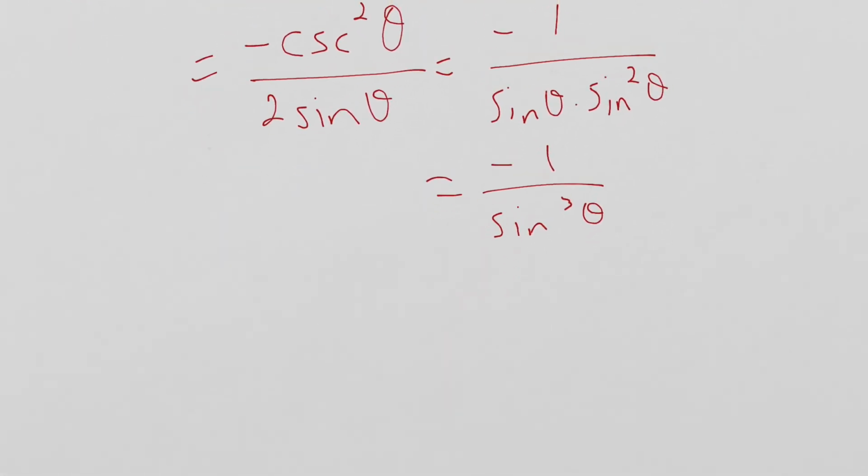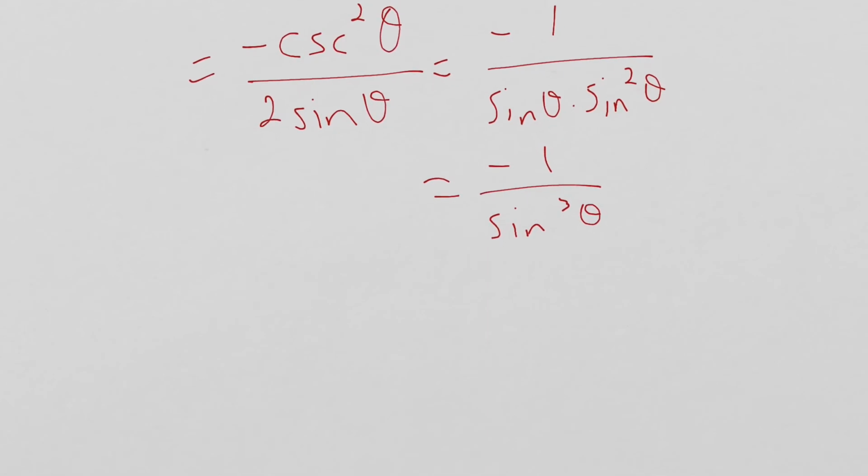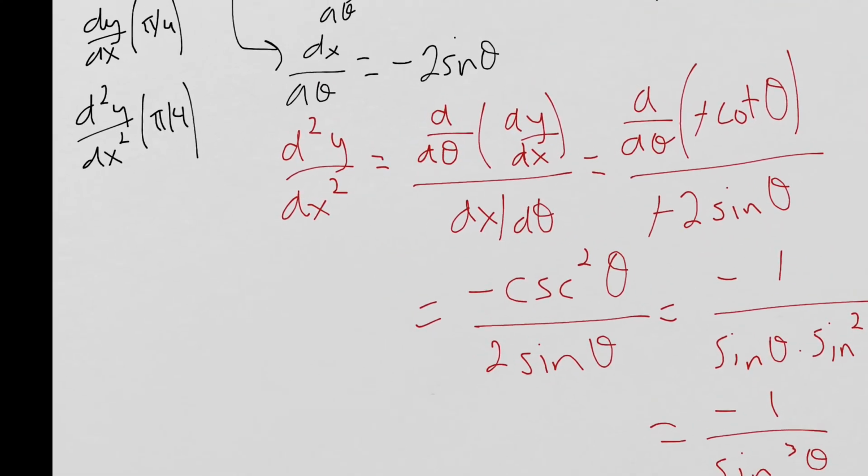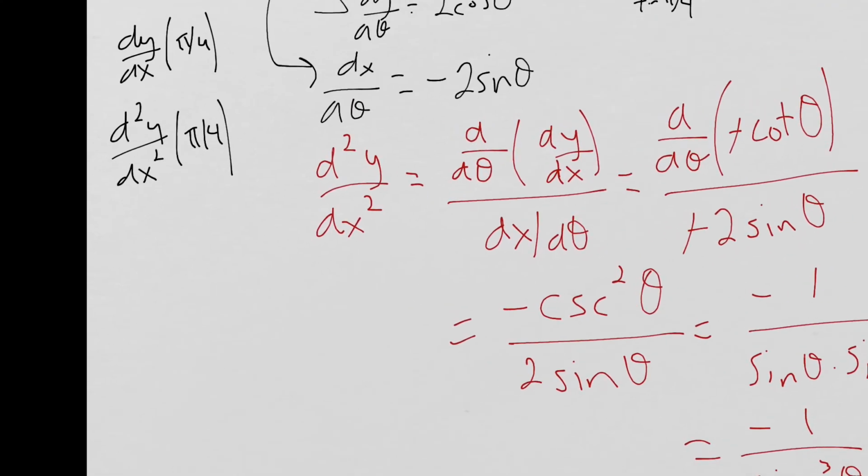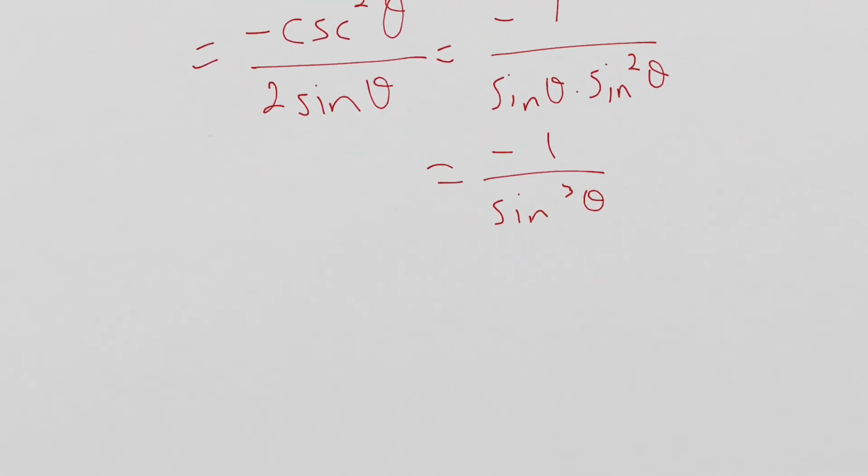So at that point, I now have the second derivative of y with respect to x, but I haven't evaluated it. So now I want to evaluate it at pi over 4, so I'll go back down here. Remember, unit circle, pi over 4. Both sine and cosine are root 2 over 2 there. So, oh, I dropped something. I dropped my 2.